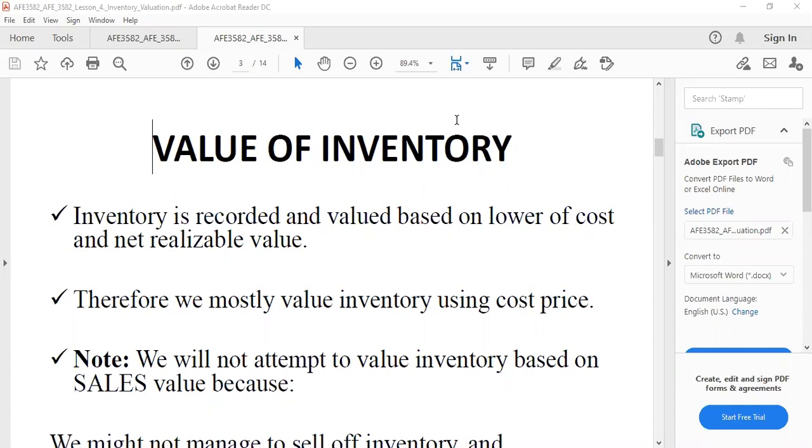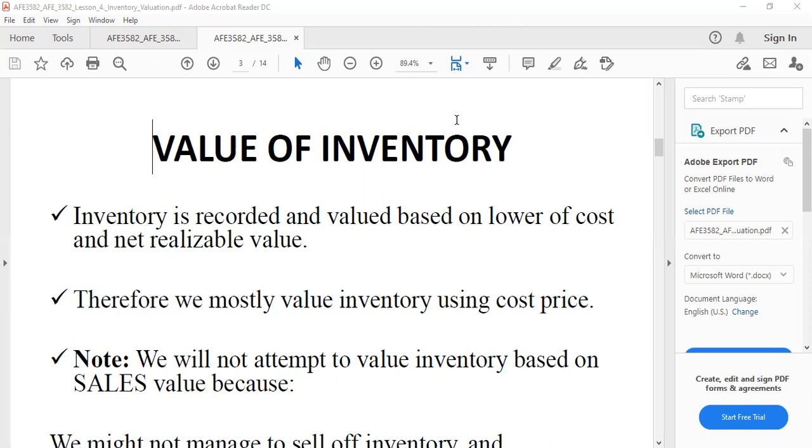This simply means that when you value your inventory, make sure that you value it at the lower of cost, meaning that you have the cost price and then you also have the selling price. Now, when you are going to value your inventory, you do not value it according to the selling price, because you are not sure whether you are really going to sell the whole stock that you have. That's why it is recorded at the lower value, meaning that you need to record it at the cost price, because that is the lowest price of your inventory.